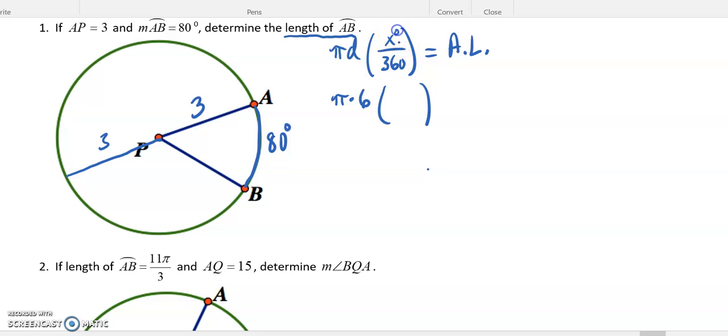So x is the measure of the arc in degrees. So I know this is 80 over 360. That equals my arc length. So here you're going to have to simplify a bit, and keep in mind this is when I said we are going to leave pi in the answer to keep it exact. You can, in fact, kind of ignore that right now and just carry it along with your answer.